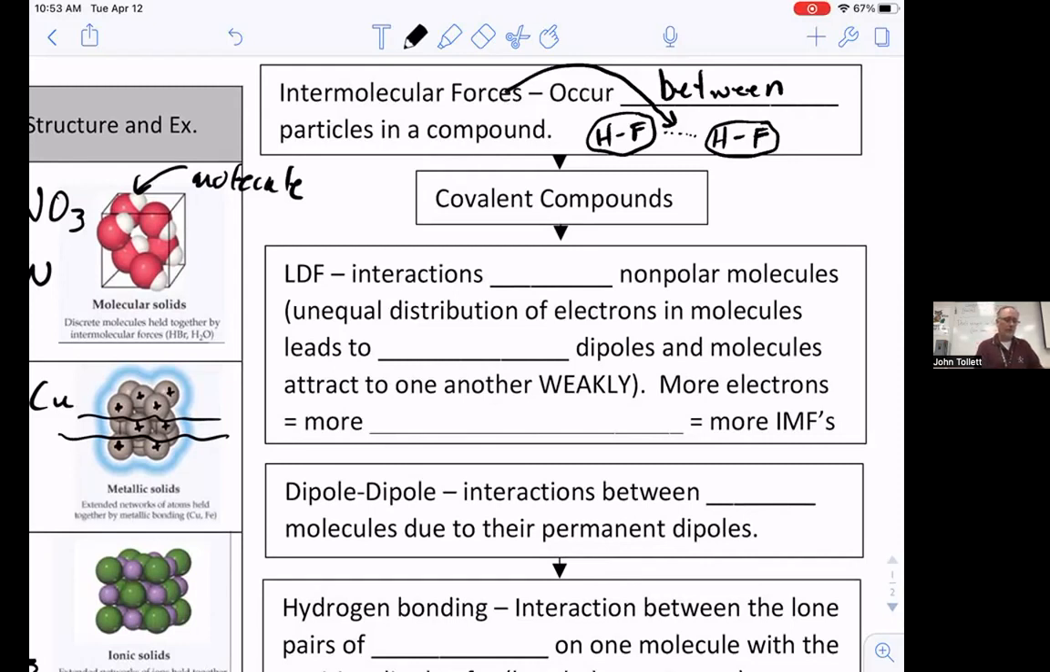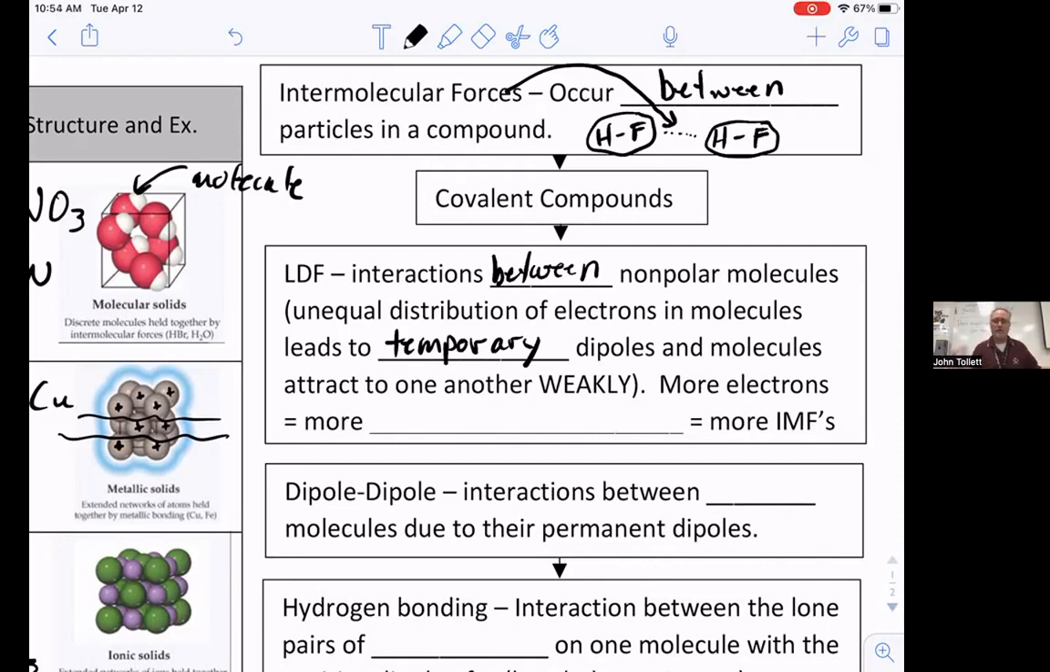The three different ones that we're most concerned with, or that we're going to talk about, start with LDF. LDFs are going to be interactions between mostly nonpolar molecules. In truth, all substances have LDFs based on the number of their electrons. What can happen is the electrons can move to one side or another, causing temporary dipoles. And so the molecules will attract each other very weakly. They'll attract and then they'll repel.